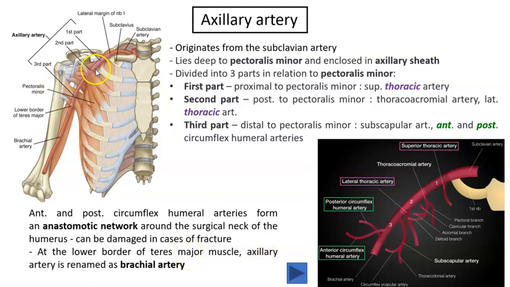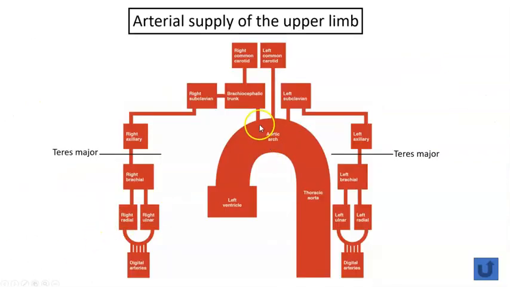Okay, let me show you. When the axillary artery passes the lower border of teres major, it becomes the brachial artery, as you can see here. For example, the right subclavian from the brachiocephalic trunk, the subclavian passes the first rib and becomes the axillary artery. The axillary artery passes teres major and becomes the right brachial artery, and at the cubital fossa it will divide into the right radial and right ulnar artery. Okay.